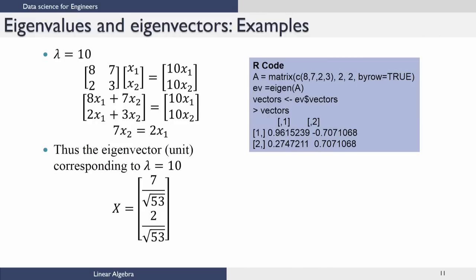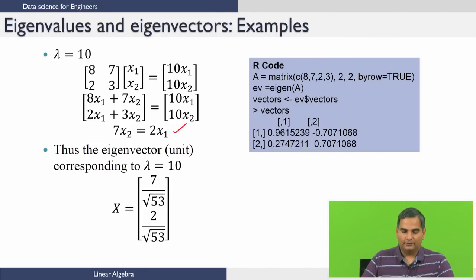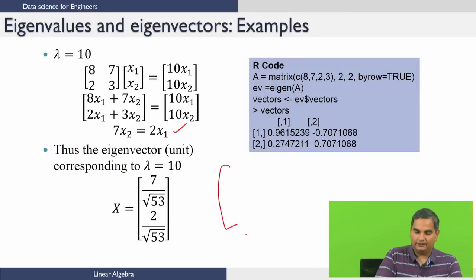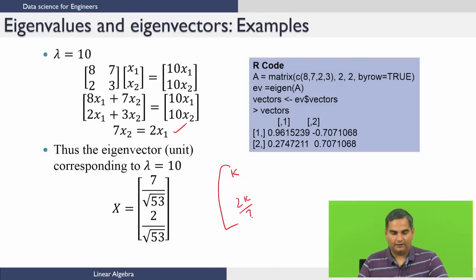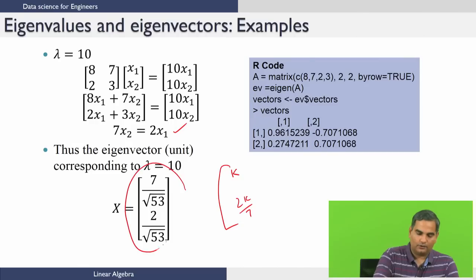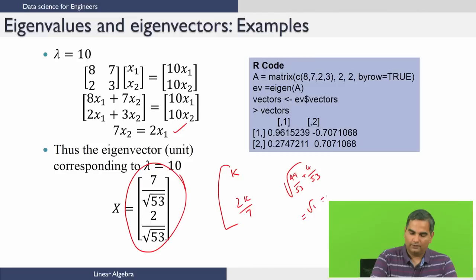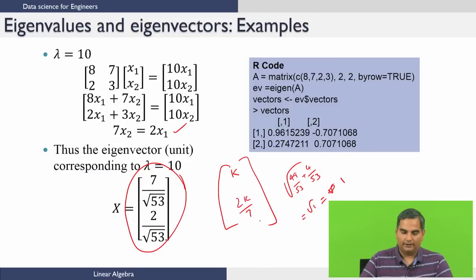We could do the same thing for lambda equal 10 by much the same procedure. You will notice that you will get this equation here, 7x2 is 2x1. So, basically what you could do is any vector such that if x1 is k, x2 is 2k by 7 would satisfy this equation. However, what we do is we choose this k in such a way that the magnitude of the eigenvector is 1. So, in this case 7 by root 53, 2 by root 53. If you do the magnitude of this, you will see this is going to be root of 49 by 53 plus 4 by 53, which will be root of 1 equals 1. So, you see that the magnitude is 1, and also this equation is satisfied by any eigenvector of this form, k, 2k by 7.